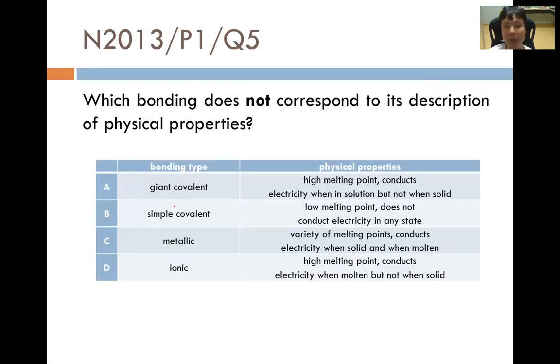November 2013, paper 1, question 5. Which bonding does not correspond to its description of physical properties? Okay, so if it's giant covalent, high melting point, this is true. Conducts electricity when in solution but not when solid, this is false.